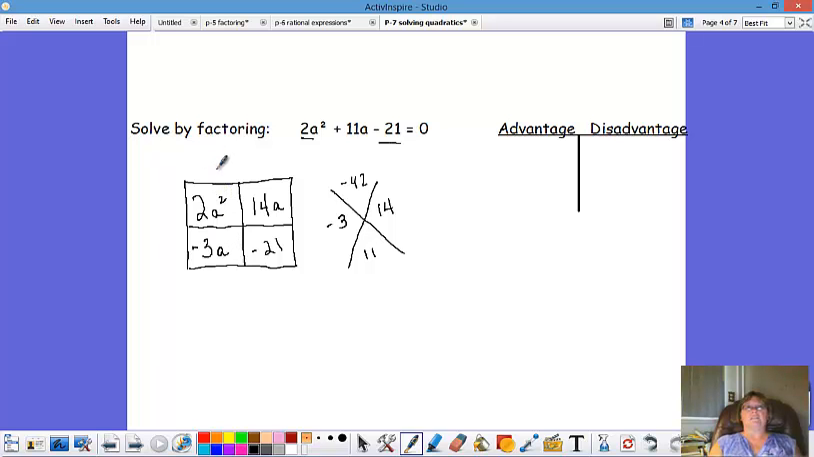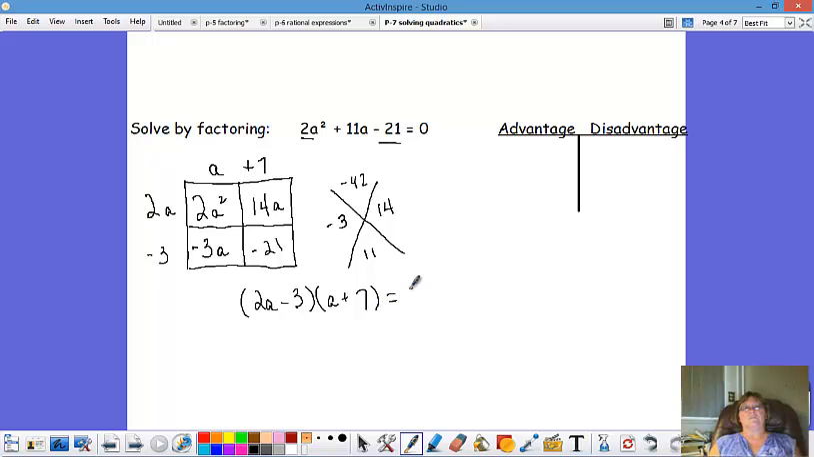I'm going to go column and say that a is the biggest thing that both of these have in common. That means that this must become a 2a, because in order to have that 2a squared, row times column has to equal that. And let's see, we'll burn through the rest of this. 2a goes into 14a 7 times. And here, a goes into negative 3a minus 3 times. So here come our factors for this. 2a minus 3 times a plus 7.